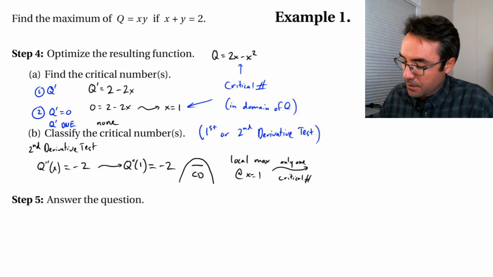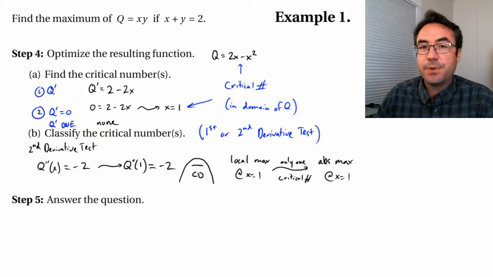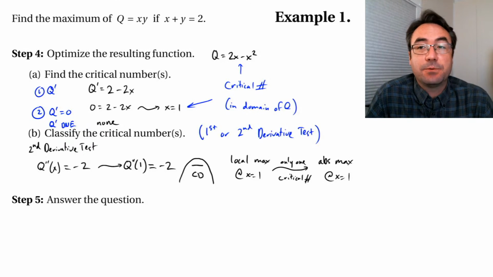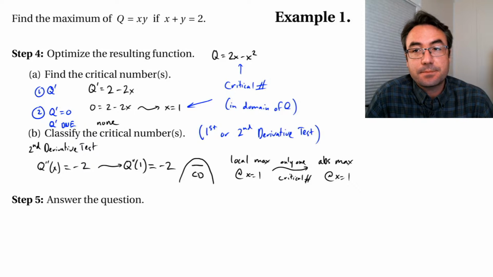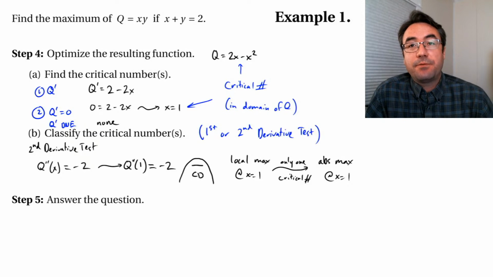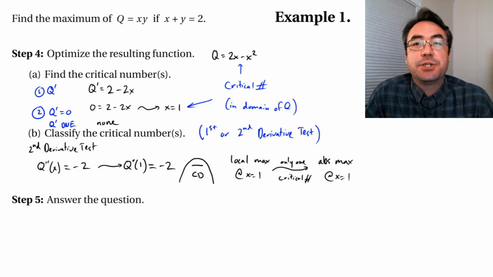So not only is it the local max, it's the absolute max. So we have an absolute max at x equals 1. All right, so we've just about answered the question.